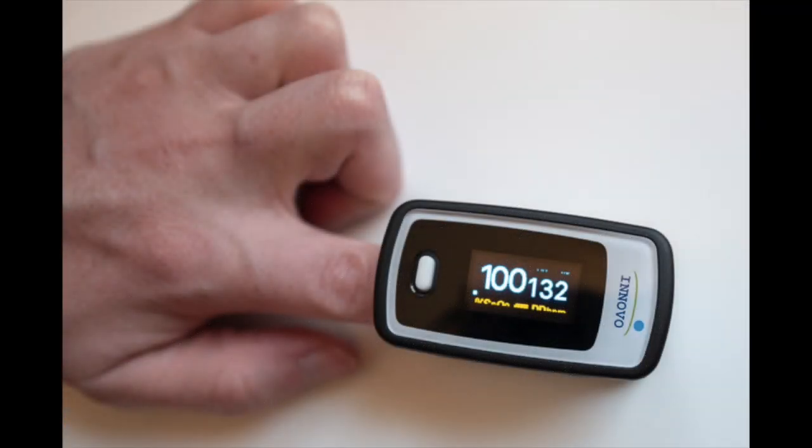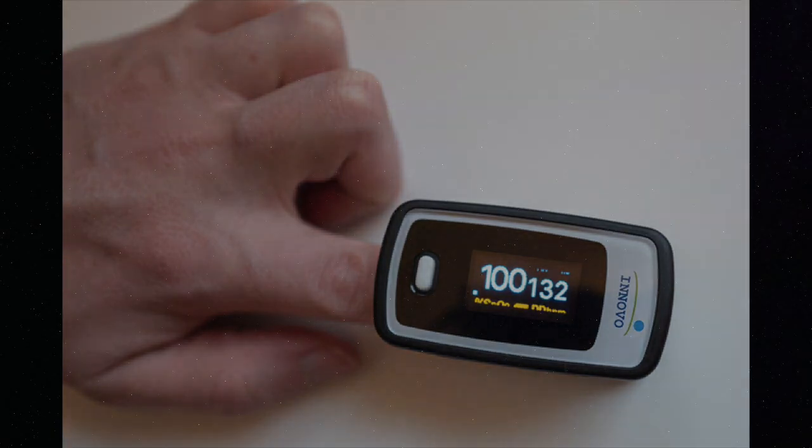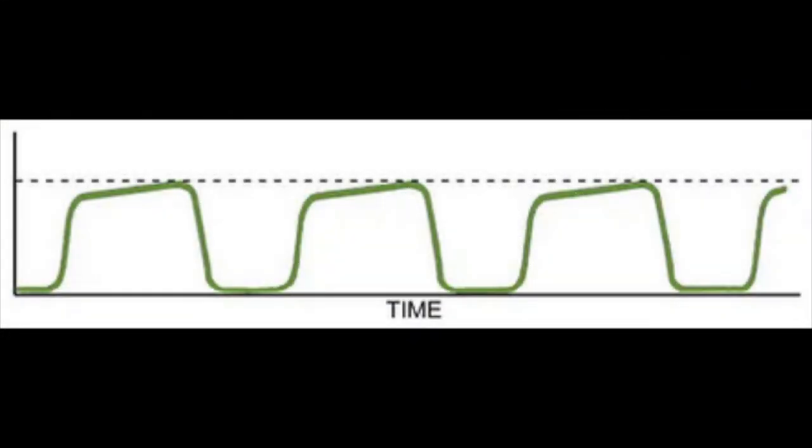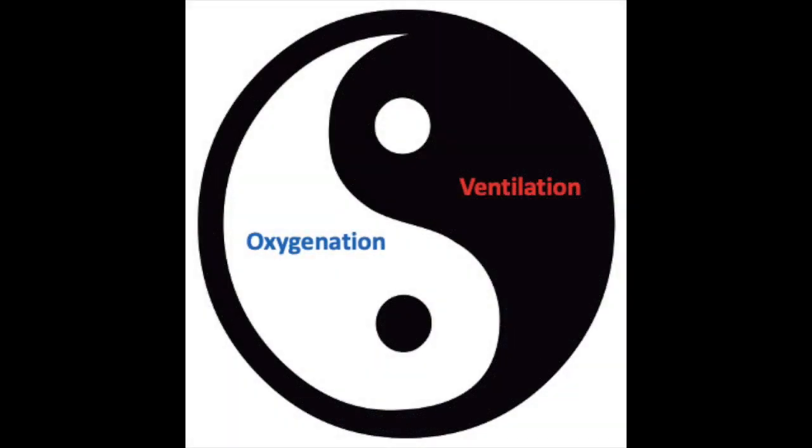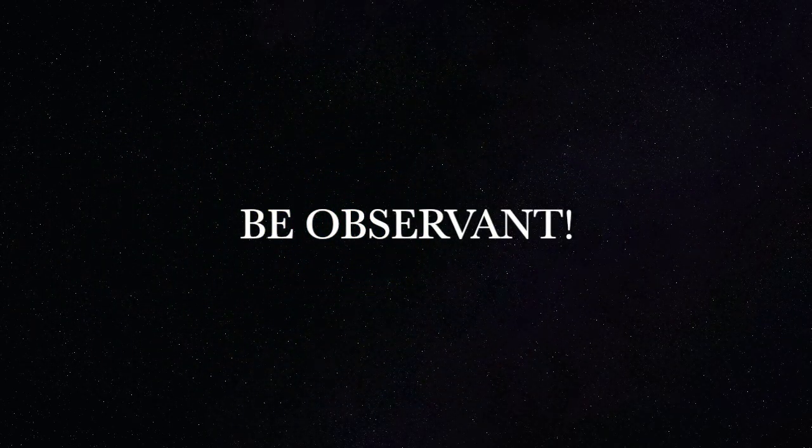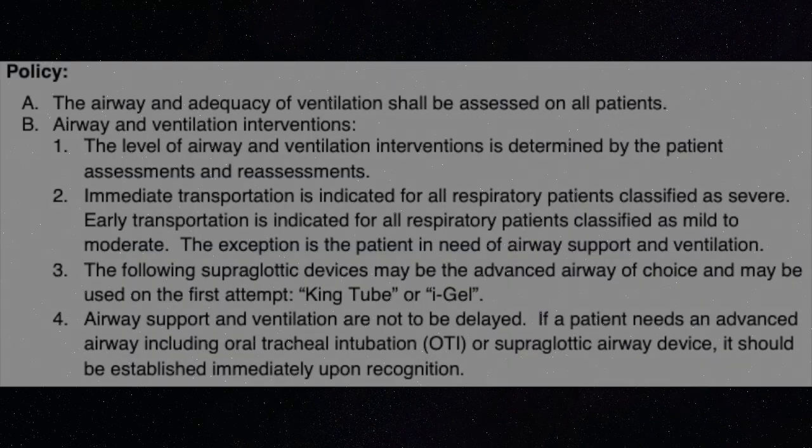SaO2 is how we measure oxygenation. Ventilation is measured by end-tidal CO2. So it's just really important that we recognize the fact that there's a yin and a yang. There's oxygenation and ventilation, down at the cellular tissue level. We have ways to measure both, and our eyes are our best friends. All right, so now let's jump into the policy a little bit.